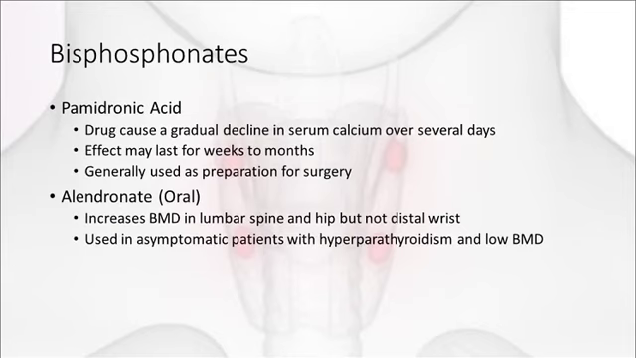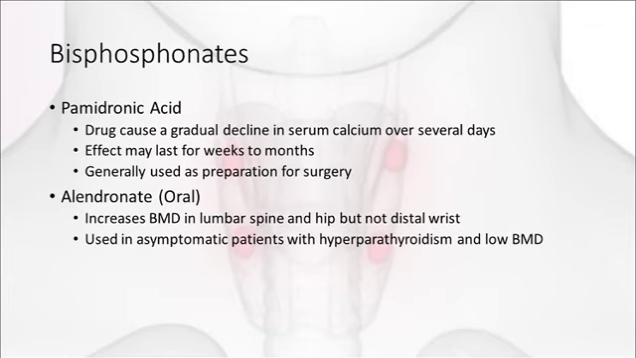Now, one of the things that you can actually treat hypercalcemia with is the use of bisphosphonates. Intravenous bisphosphonates are potent inhibitors of bone resorption and can temporarily treat hypercalcemia of hyperparathyroidism. Pamidronic acid, or pamidronate as we sometimes call it, causes a gradual decline in serum calcium levels over several days, and the effect may last for weeks to months. It's generally used as a preparation for surgery.